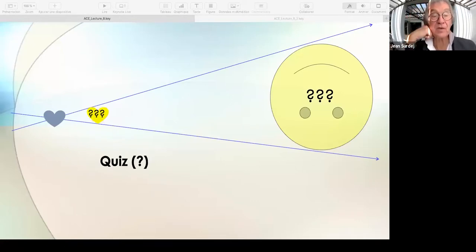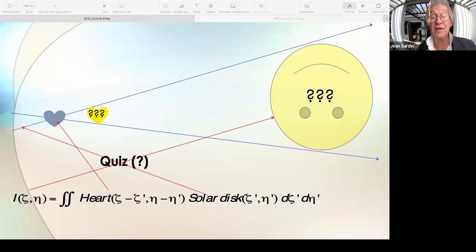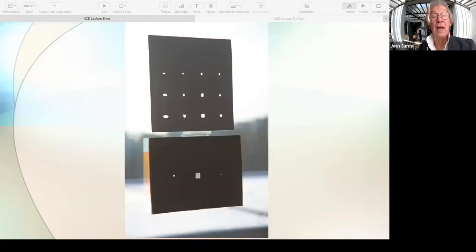The keynote presentation, and we'll have a look later at the answers which have been proposed, so it will be fun. Okay, the answer would be that, in fact, the intensity you see on the screen is just a convolution of the heart shape by the true solar disk. But we'll see in a moment why. So here there is not yet a demonstration, but I'll come to that in a moment.